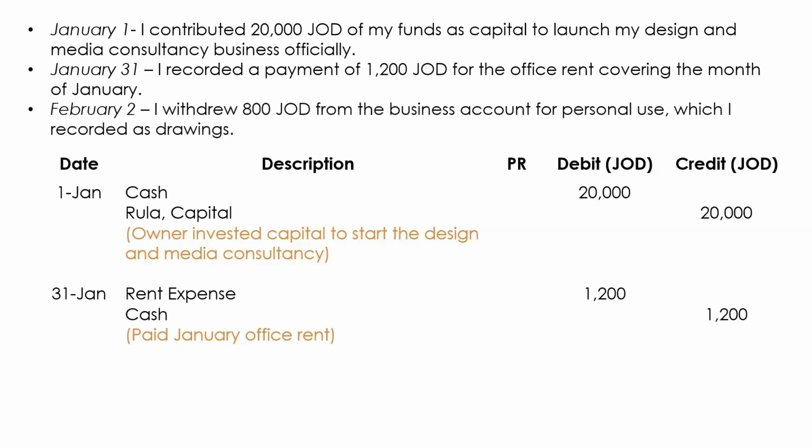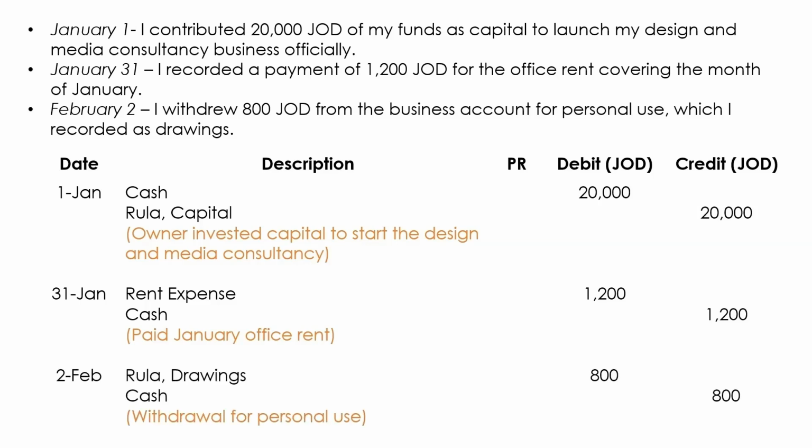On February 2nd, I withdrew 800 dinars from the business account for personal use. This withdrawal isn't classified as a business expense, rather it's a personal withdrawal. Therefore, I recorded it as a debit to Rula drawings and a credit to cash. Each of these journal entries helps keep my financial records accurate and up to date, adhering to the double entry system. In the next slide, I will show you how I posted these transactions to the general ledger so you can see how the balances are tracked in each individual account.